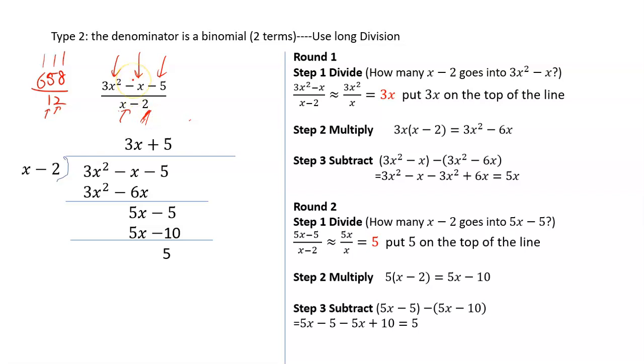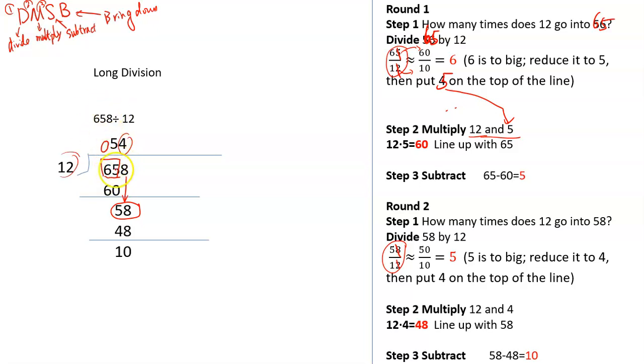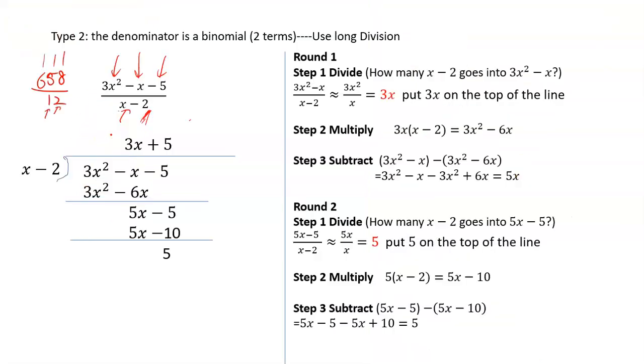If you remember in the previous example, we put 658 in the box and 12 on the front. So we do the same thing. We're going to take the top and put it in the box, 3x squared minus x minus 5. And then we put x minus 2, the bottom, on the front. So this corresponds to 12, and this corresponds to 658. The process is really analogous to long division of numbers. So we're going to do the 4 steps: divide, multiply, subtract, and bring down.